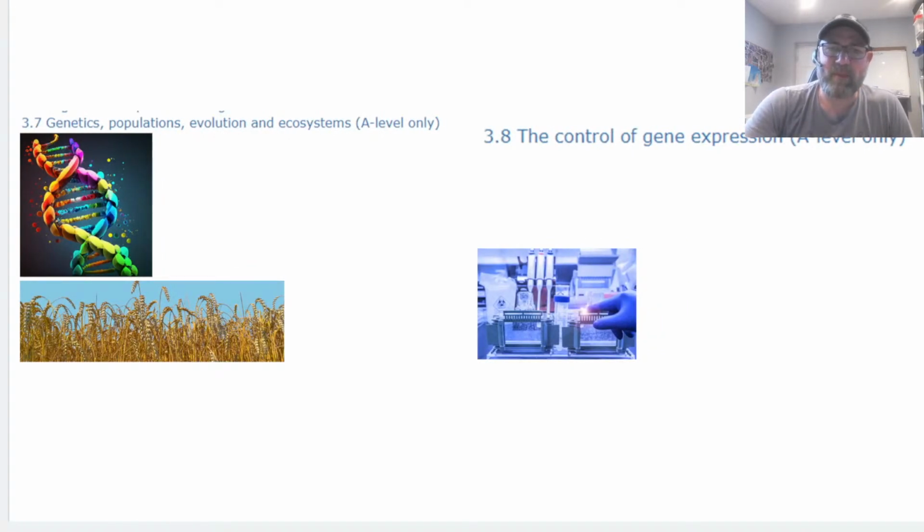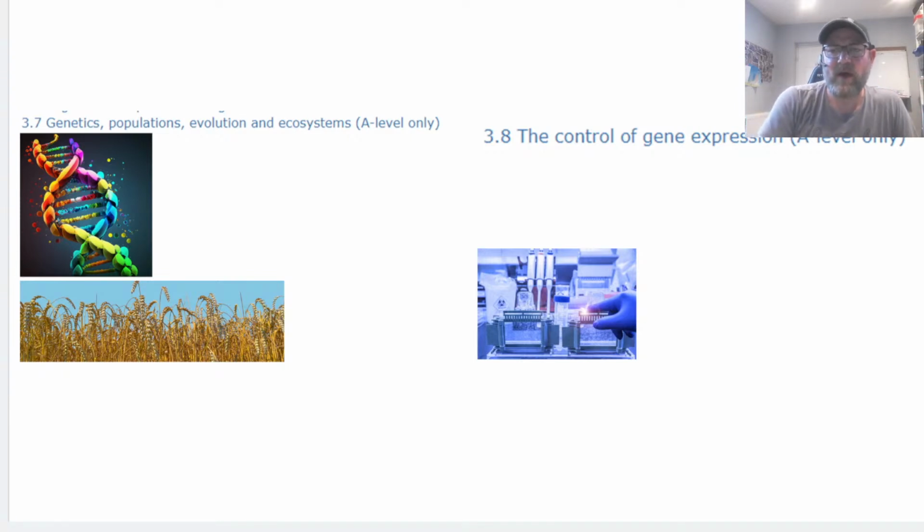Genetics, populations is in Unit 7, and Unit 8 is the control of gene expression. So you're going to learn about how our DNA is read and how genes are translated, and our body then makes proteins. You actually learn about transcription and translation earlier on in the course, but control of gene expression is a bit more advanced.